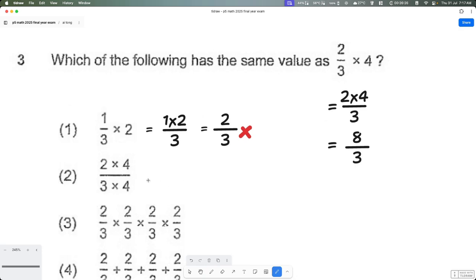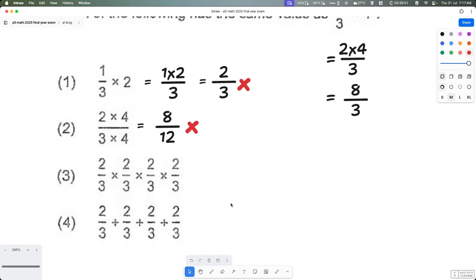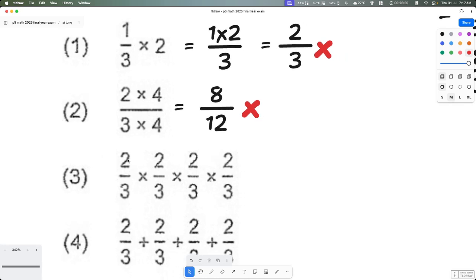So option number 2 says here 2 times 4, 3 times 4 for both numerator and denominator. So if I were to put this here, what do you think will give us? So 2 times 4 will give us 8, and 3 times 4 is equal to 12. So in this case, this is wrong as well. Okay, so let's move on to the next option.